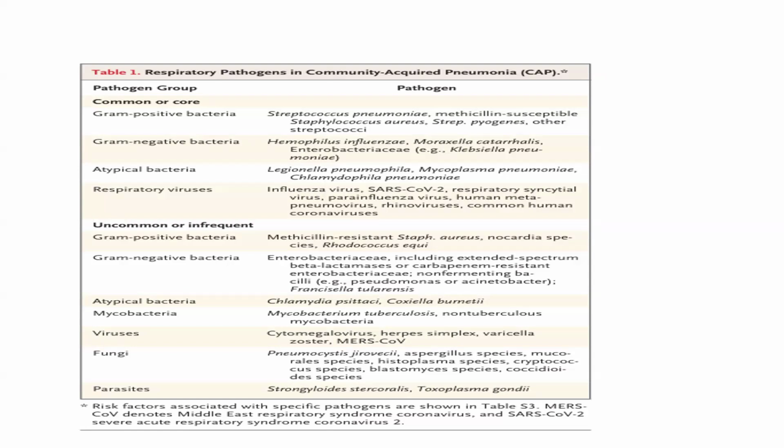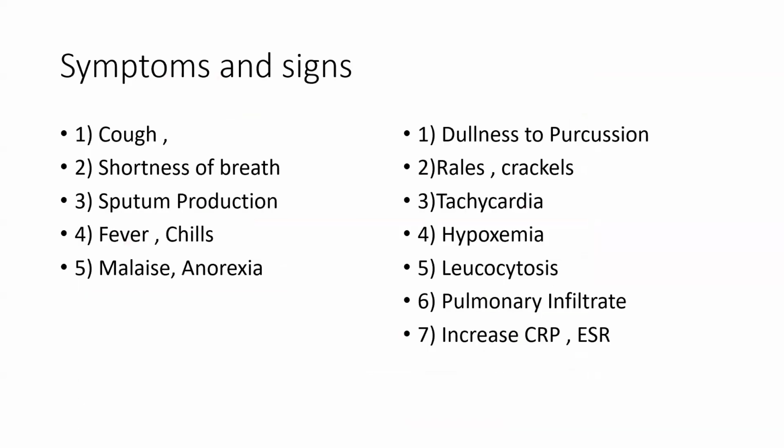and common human coronavirus. Uncommon and infrequent bacteria include gram-positive bacteria like MRSA, Nocardia species, Rhodococcus, gram-negative bacteria like ESBL, CRE, Francisella tularensis, atypical bacteria like Chlamydia psittaci, Coxiella burnetii, Mycobacteria like Mycobacterium TB, non-tuberculous mycobacteria, viruses which include cytomegalovirus, herpes simplex virus, varicella zoster virus, fungus like Pneumocystis jirovecii, Aspergillus, Mucorales, Histoplasma, Cryptococcus, and parasites like Strongyloides and Toxoplasma.